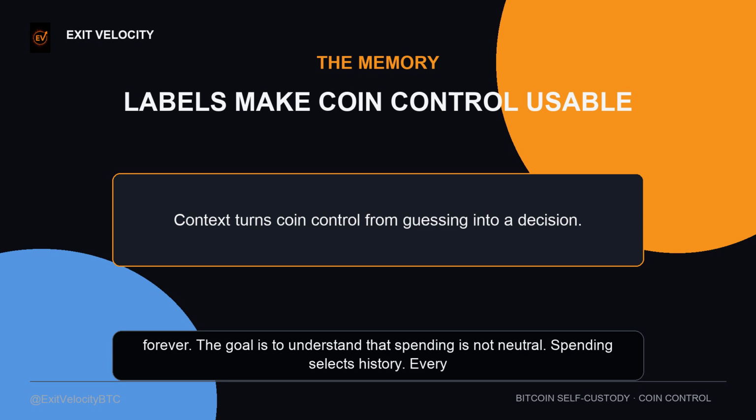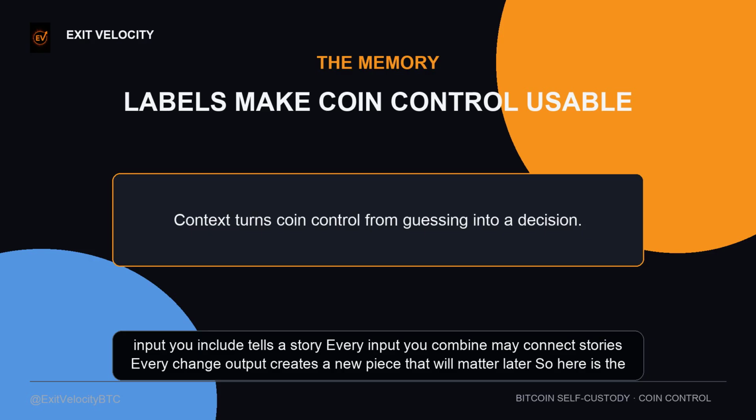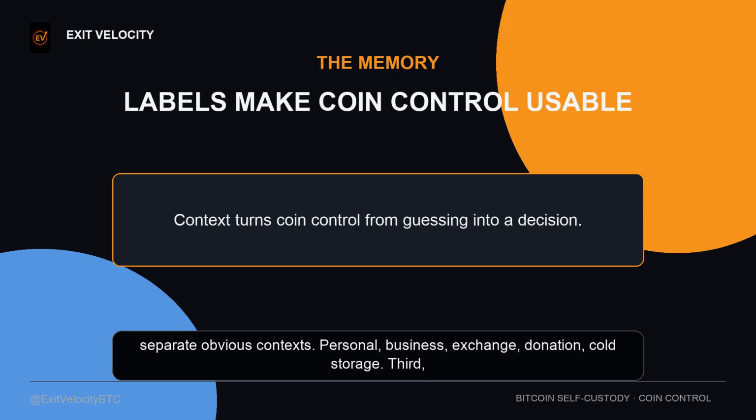That is why coin control should not be sold as a magic button. It is a tool. Used well, it helps. Used blindly, it can confuse people. Used without labels, it can become theater. The goal is not to manually micromanage every sat forever. The goal is to understand that spending is not neutral. Spending selects history. Every input you include tells a story. Every input you combine may connect stories. Every change output creates a new piece that will matter later.